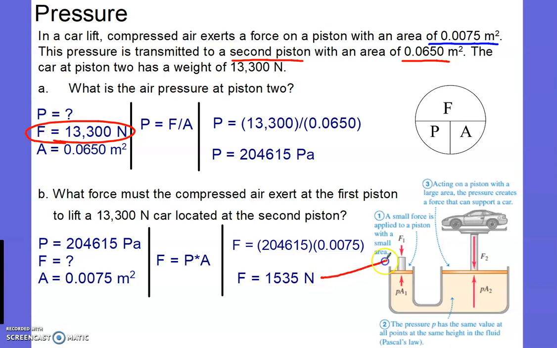So at this piston here, we're exerting a force of 1,535 newtons. And because the second piston is larger, we're able to lift a larger force. So what this hydraulic press does is allow us to lift heavier objects because the fluid is transmitted with equal pressure from the smaller piston to the larger piston.